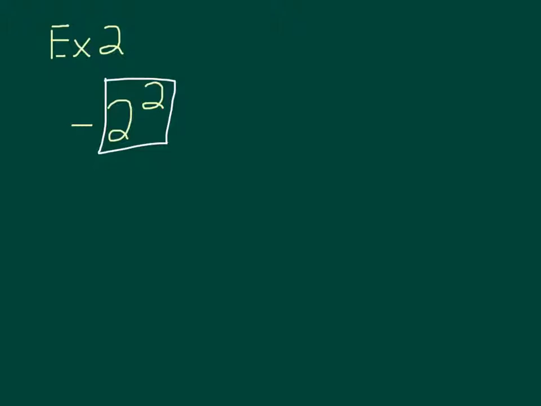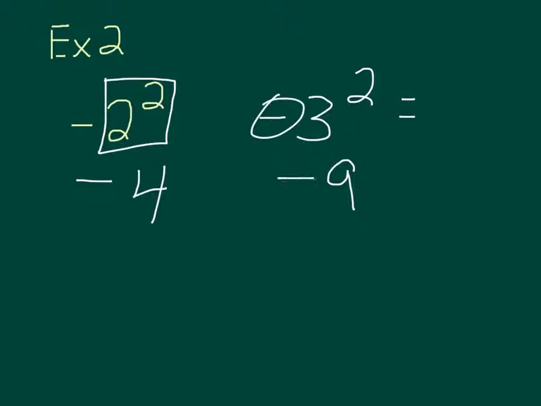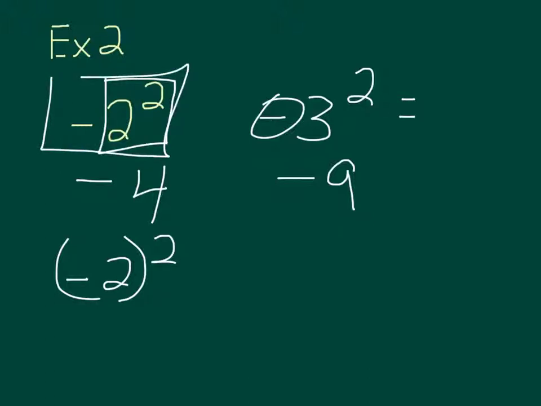So what is 2 squared? It's 4. What's the opposite of 4? -4. Likewise, another example, if I had the opposite of 3 squared, I'm going to square the 3, which is 9, and then take the opposite of 9, -9. So if I had (-2) squared compared to the opposite of 2 squared, there's a big difference between the meaning of those two.